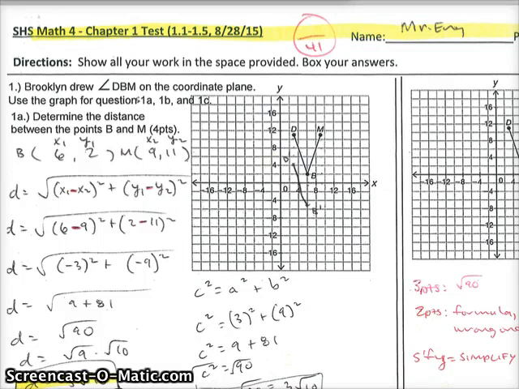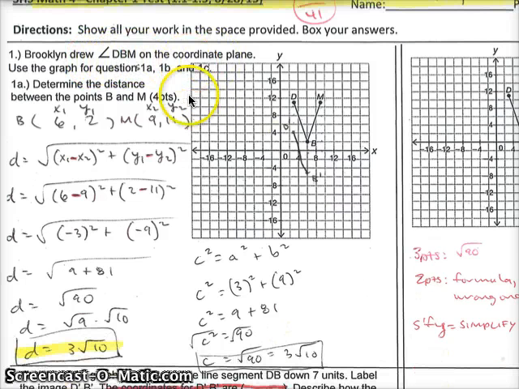So these are the test corrections for Chapter 1. You took this back on August 28th, 2015. Brooklyn drew angle DBM on the coordinate plane. Use the graph for questions 1A, 1B, and 1C. So you're going to have to use that graph for multiple ones.